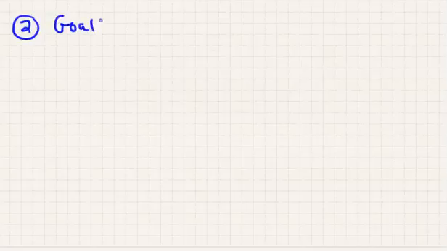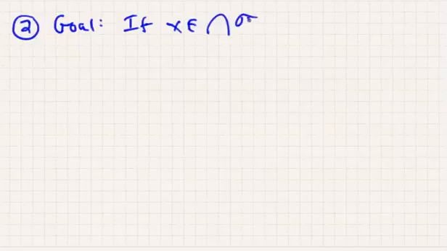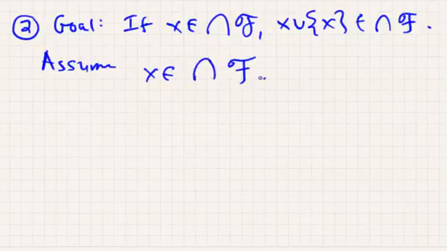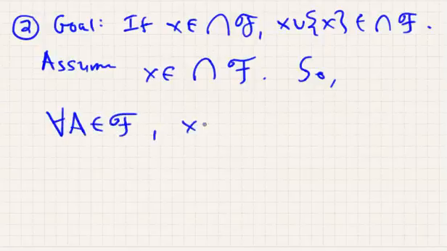So the second part is we need to demonstrate, so the goal: if X is in the intersection, then so is X union the set containing X. So how do we do this? So we say assume X is in the intersection. So for all A in F, X is in A.